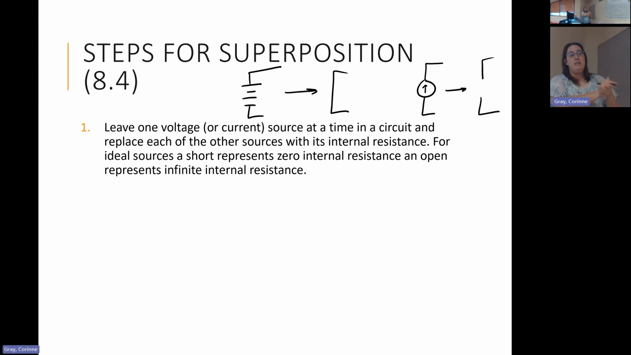Infinite current, when we replace a battery with a wire, it's not technically infinite, but there's no resistance, so all current can flow through it. When we replace the current source, it's going to be open.